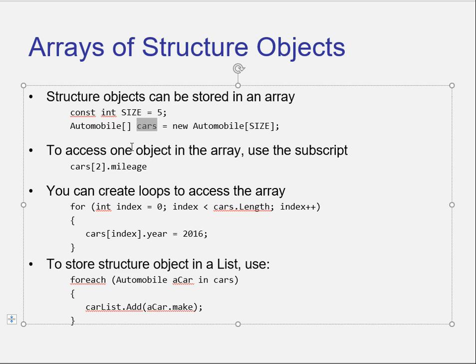To access one object in an array using a subscript, we could pull out, for example, the third car, so it's 0, 1, 2, and then we could pull out its mileage, and this would return the mileage of that particular car. What's nice about this is that we can create a whole sequence, a whole chain of cars. If I had 5 cars that I wanted to store the mileage, the make, and all the fields for, then we could set it up as an array of that structured object.